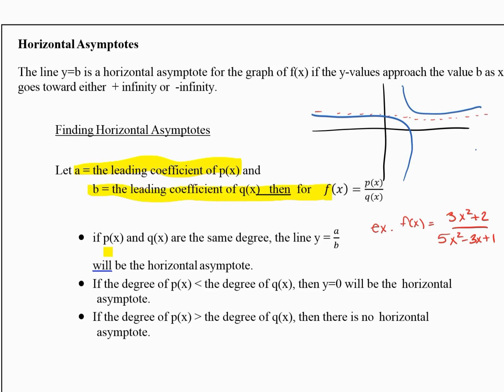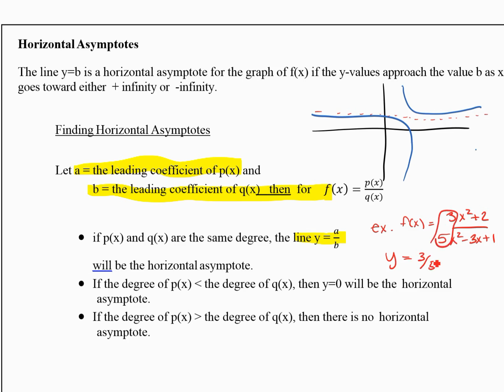Here it says if p of x and q of x are of the same degree, then the line y equals a over b will be the horizontal asymptote. So for our example here, we would say y equals 3/5. So if the degrees are the same, you'll always take those leading coefficients.